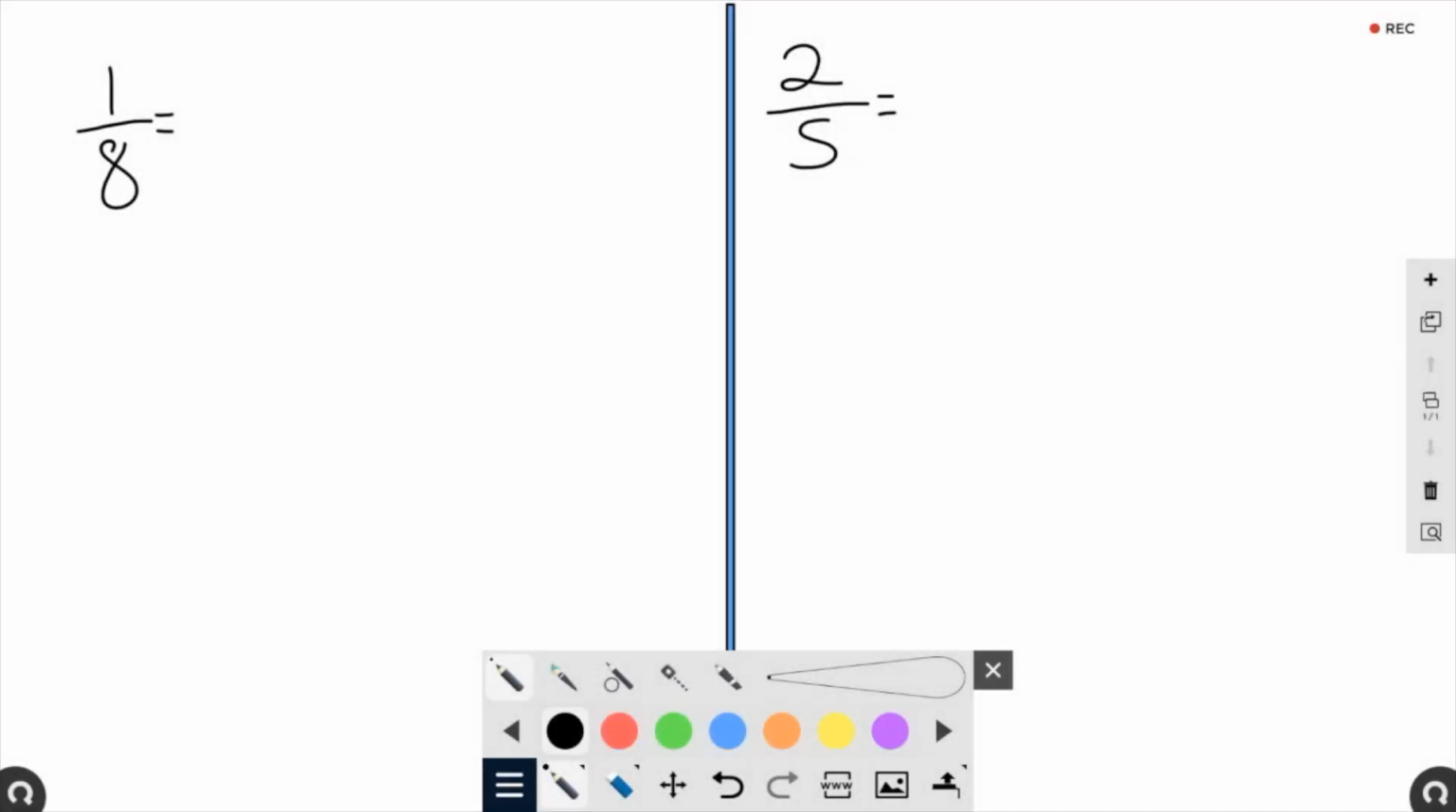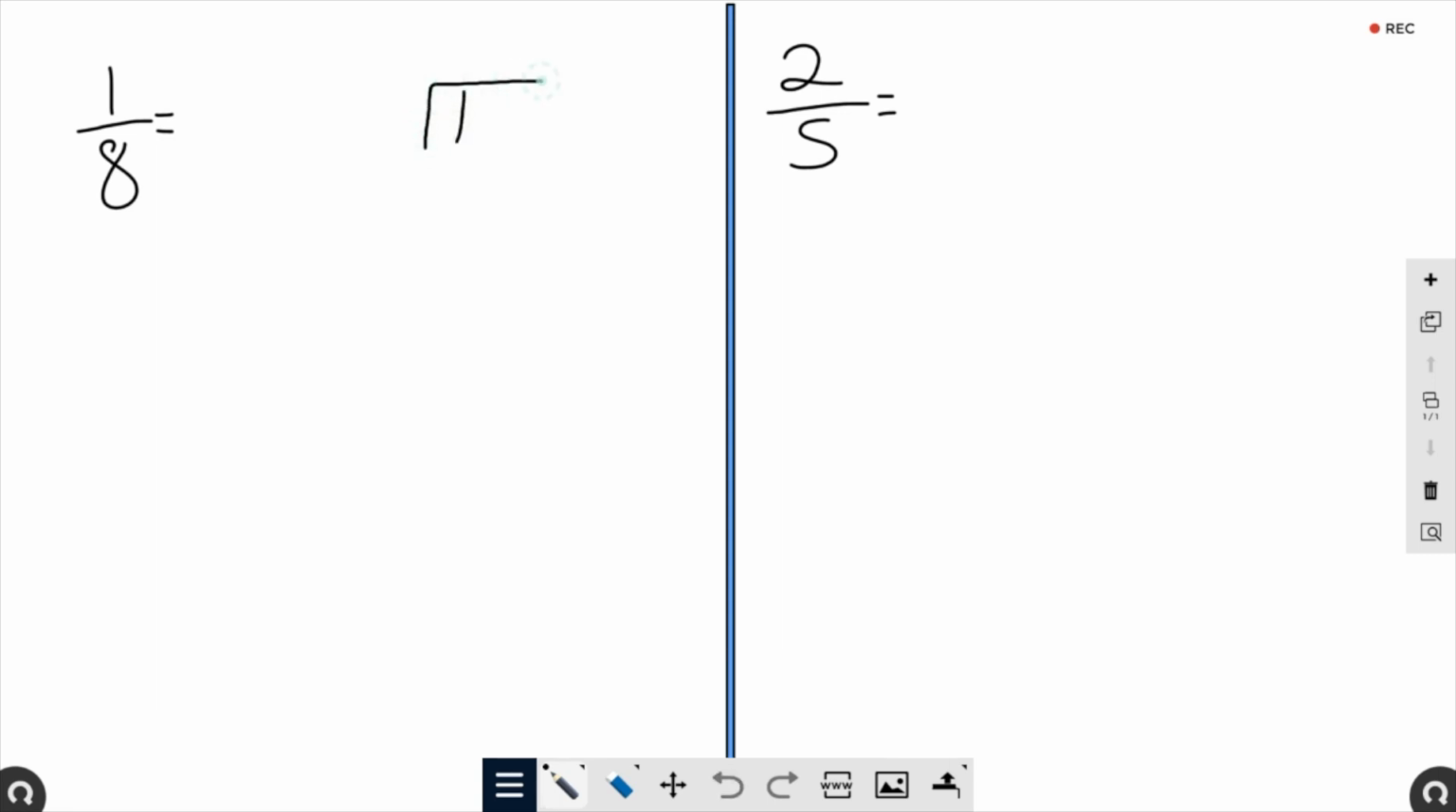We have the fraction 1/8. I'm going to convert this fraction to a percent. I'm going to do this by changing this fraction to a decimal. I change a fraction to a decimal by dividing the numerator by the denominator.